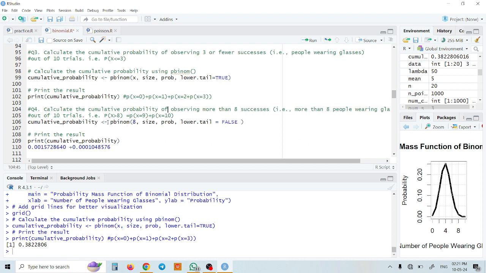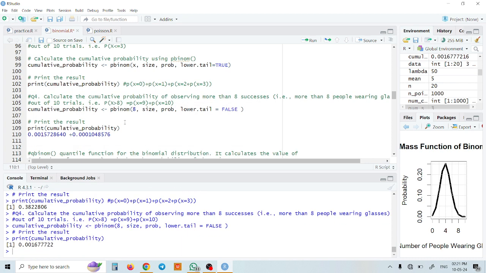So we have to use pbinom with x equal to 8, and everything will be the same. Here we have taken lower.tail equal to FALSE. That means it will take the higher probability, more than 8, not 8 or more. If we use this, we will get the probability, that is 0.0016.